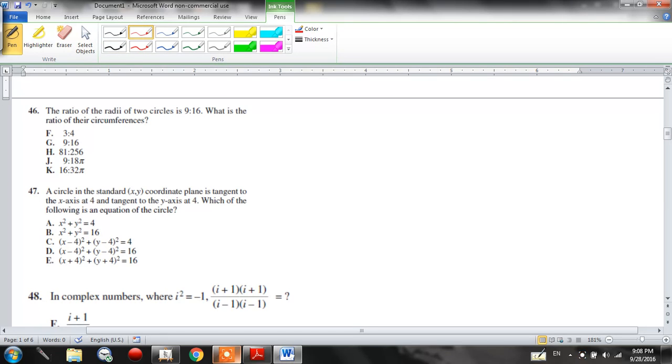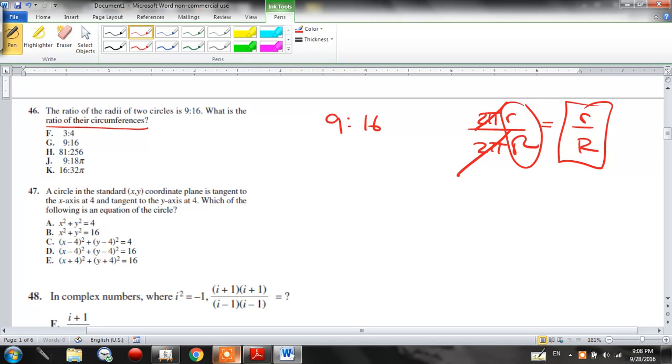The radii of circles are this. What's the ratio of the circumferences? Well, the radius of one circle to the second circle is a ratio of this. The circumference ratio would be 2 pi r, let's just say for the small circle, over 2 pi r for the big circle. Well, the ratio of circumferences for any circles is the same thing as the ratio of their radii. Okay, so the ratios are going to be the same. That's going to be 9/16.